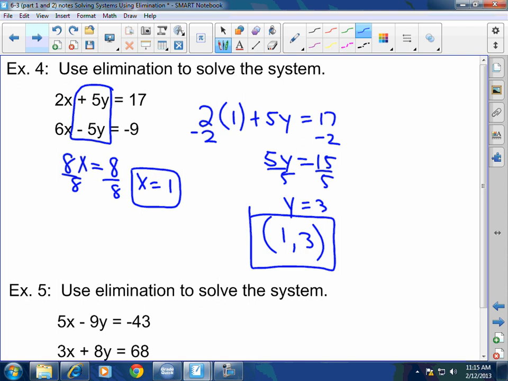You cannot cancel out the x here easily. You would have to multiply this top one by negative 3 to make it a negative 6. You could solve for either one you wanted to.